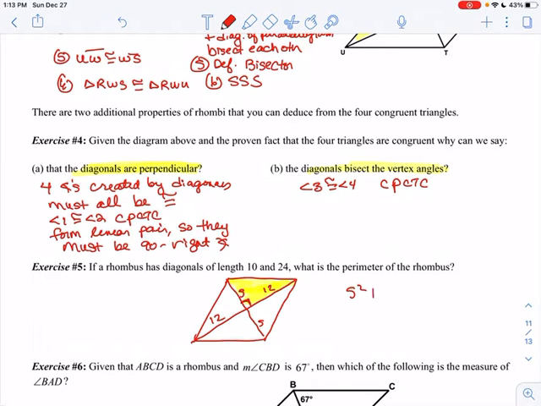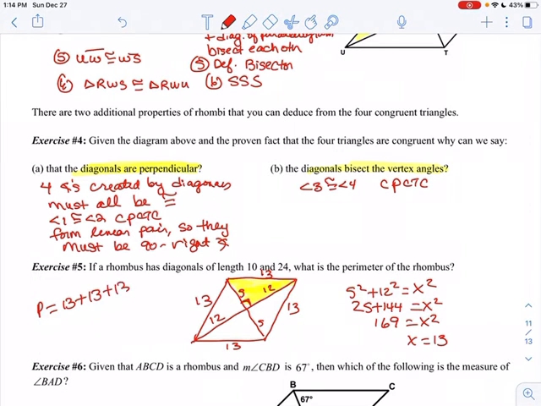So 5 squared plus 12 squared equals x squared. 25 plus 144 equals x squared. Well, 25 and 144 are 169, so x equals 13. All the sides are congruent, so all the sides are 13. And the perimeter is just 13 plus 13 plus 13 plus 13. Or 13 times 4. The perimeter is 52.